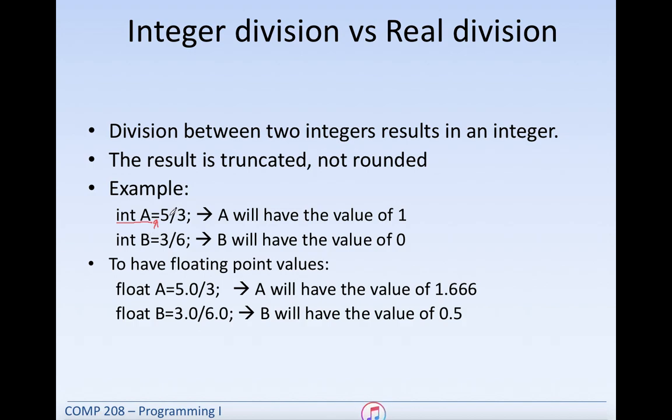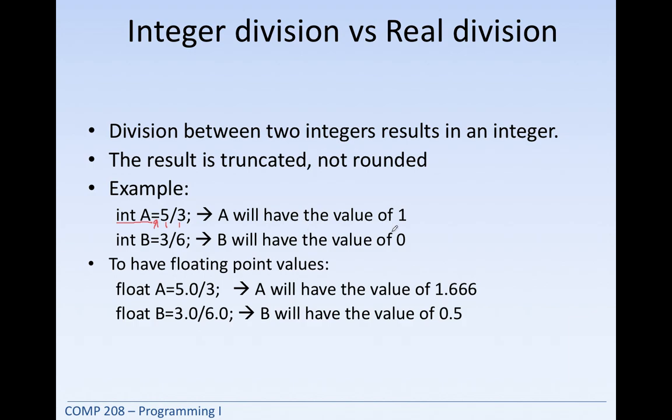The compiler will start with here. It has 5 divided by 3. 5 is an integer and 3 is an integer. So it will do an integer division, which means there is no place for a decimal point. So 5 divided by 3 is 1 point something. But since it's an integer, it will only keep the 1. So integer a is given the value 1.